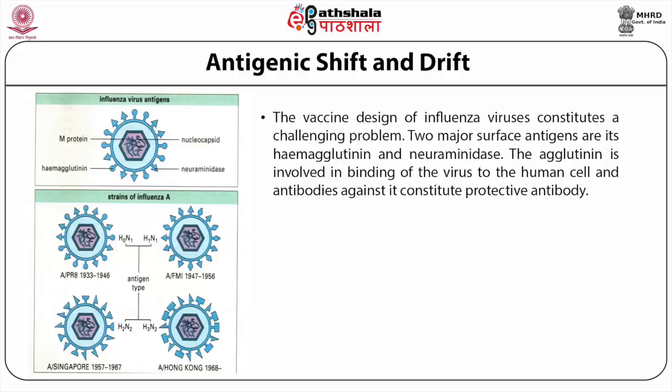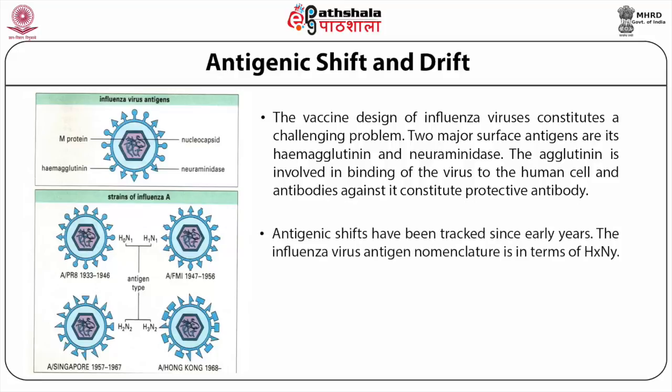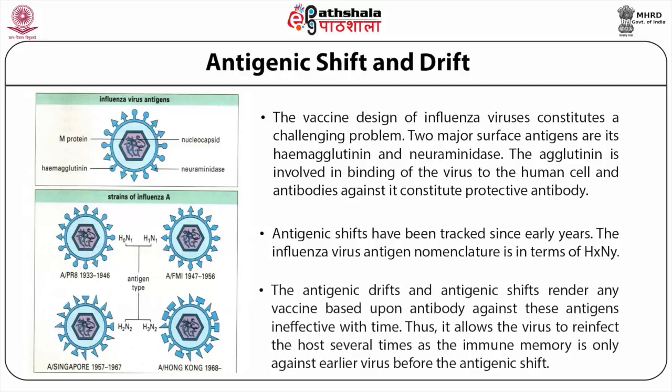These changes can occur at a significant level. In that case, it is known as an antigenic shift. Antigenic shifts have been tracked since early years. The influenza virus antigen nomenclature is in terms of HX and NY. Antigenic drifts and antigenic shifts render any vaccine based upon antibody against these antigens ineffective with time. Thus, it allows the virus to reinfect the host several times, as the immune memory is only against the earlier virus before the antigenic shift. Hence, the killed virus vaccine is made every year based upon the prevailing virus.